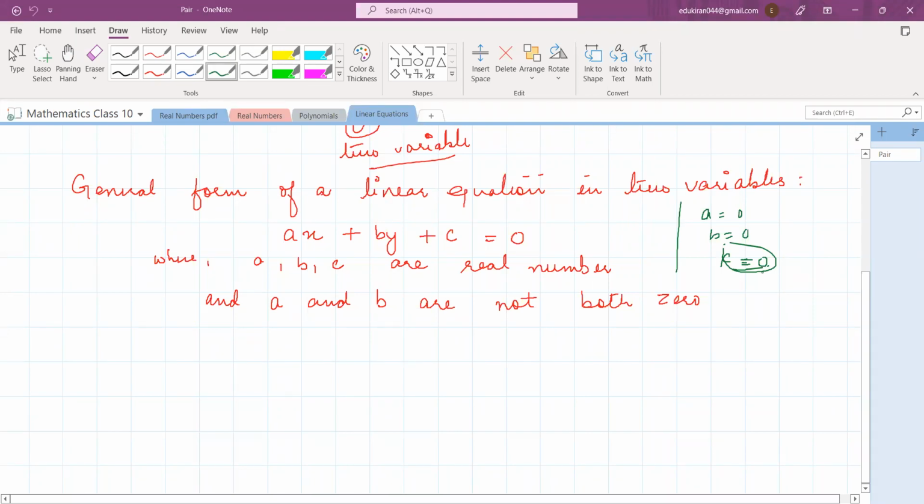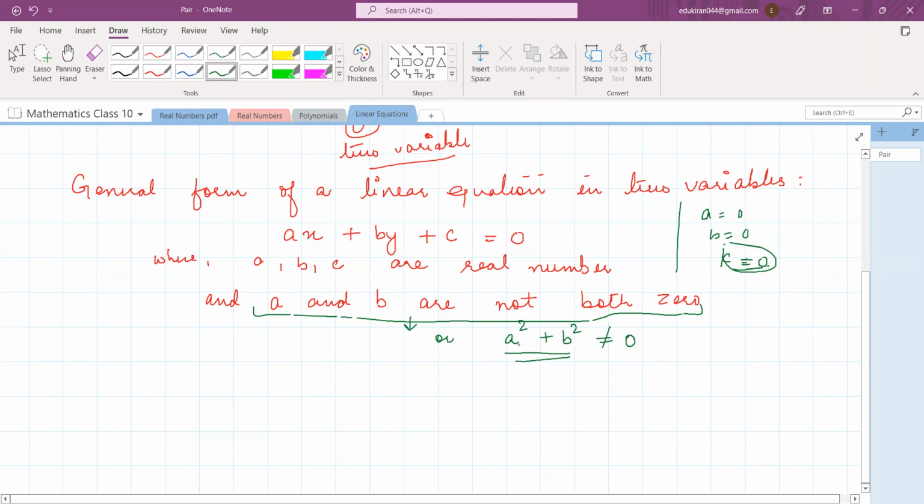Okay, so A and B cannot be 0 simultaneously. So we write this expression mathematically as A square plus B square cannot be equal to 0. So basically this expression is mathematically written like this. This condition has to be satisfied for a linear equation in two variables. Clear?